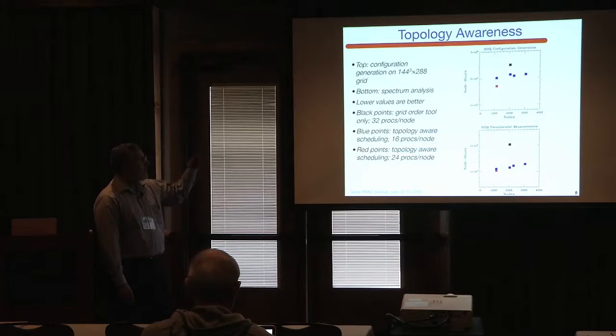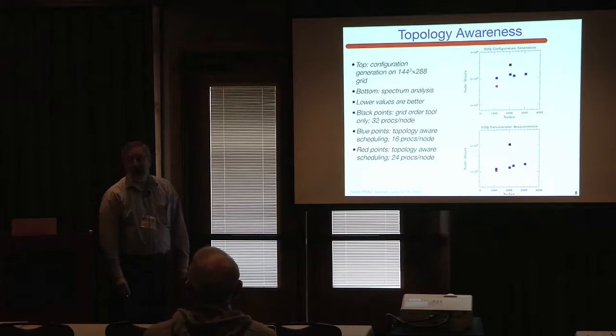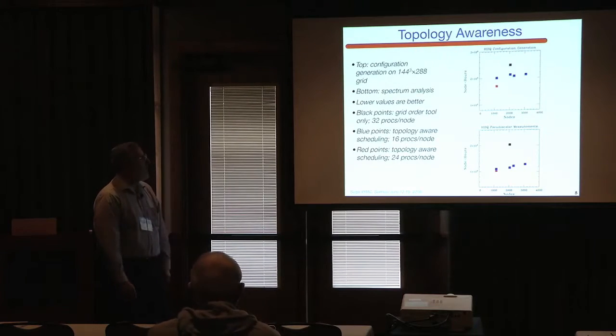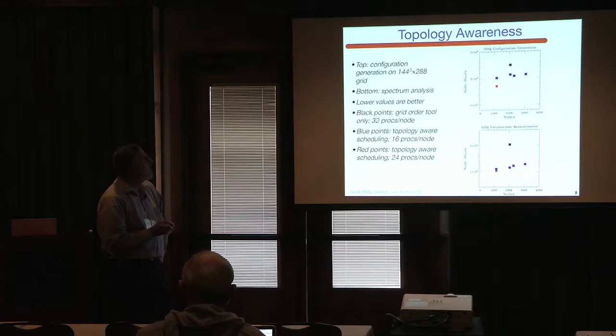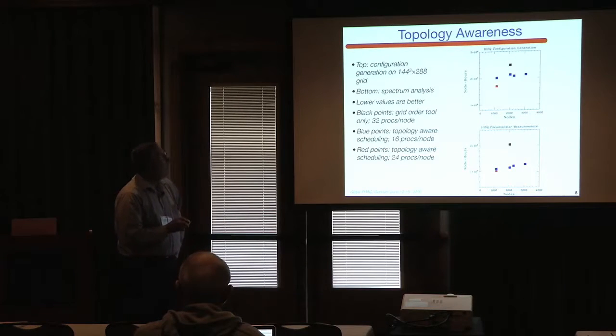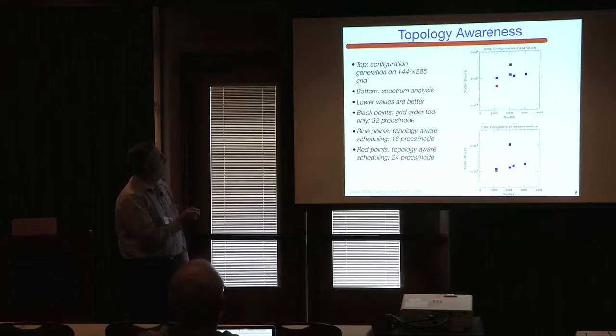So now I want to go into some of the calculational issues that Chowron said might be nice for people to hear about. So the first thing is topological awareness. And what I have here is two graphs for different phases of the HISQ calculation. They're both done on a 144 cubed by 288 grid.